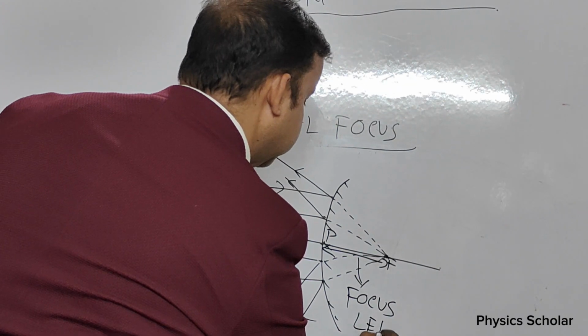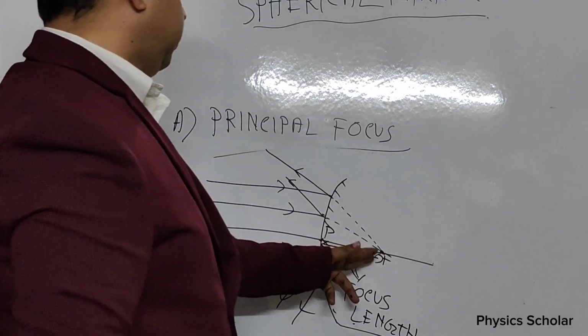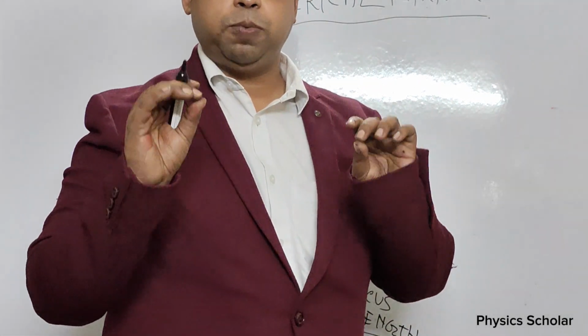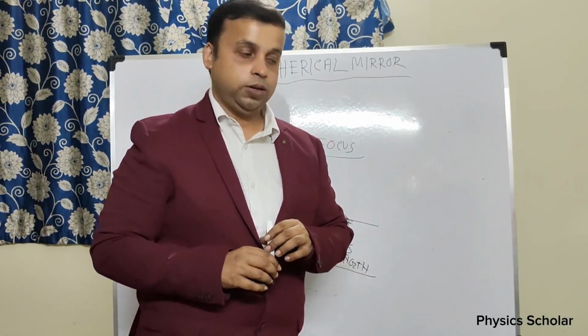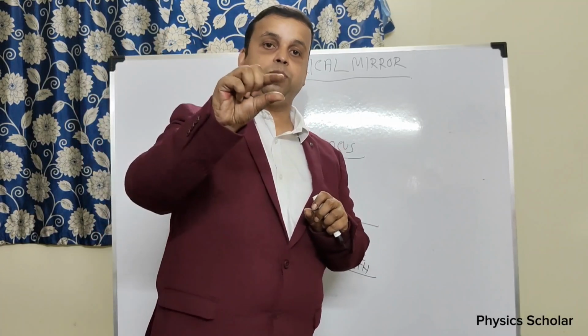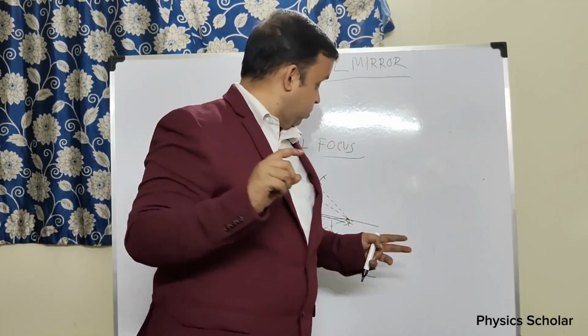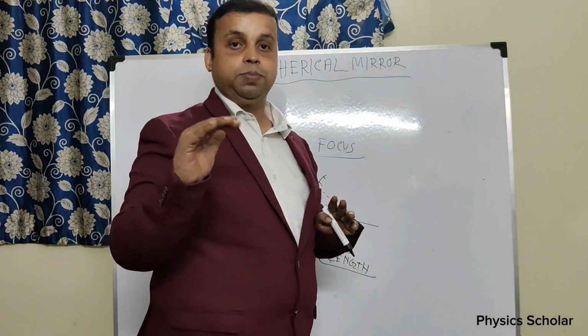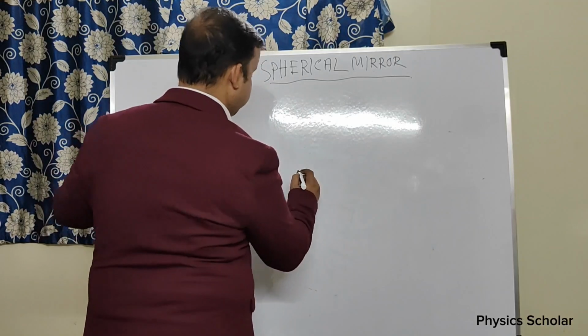Focal length: the distance between the principal focus and the pole of the mirror is known as the focal length. So what is the focal length? The distance between the principal focus and the pole of that particular spherical mirror is known as the focal length of that mirror. So we have learned this.